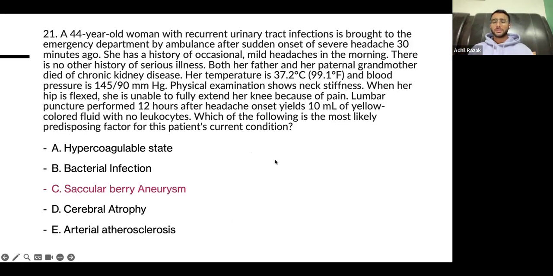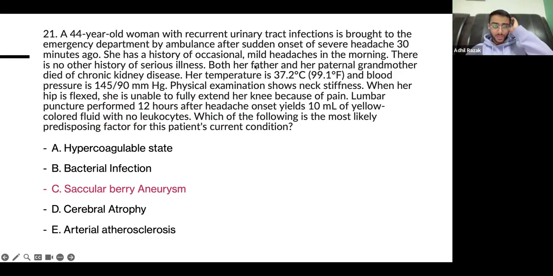The answer is saccular berry aneurysm. A lot of the things in this question, I'm not sure if you guys have taken this already, like the knee extension and the lumbar puncture 12 hours after the headache showing 10 ml of yellow-colored fluid. It's xanthochromia, which you see in subarachnoid hemorrhage. I'm putting up this disclaimer because you're not expected to know this for your block.